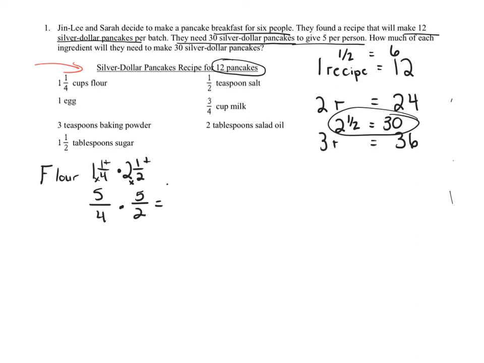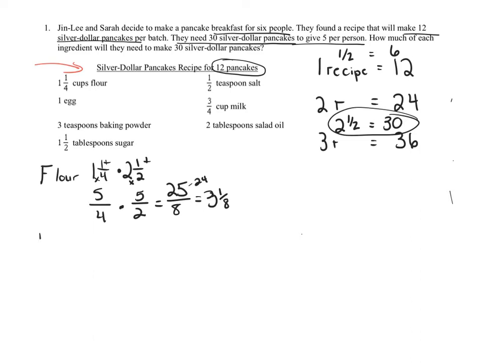And if we multiply that straight across, we get 25/8. But that is improper, so we simplify it. 8 goes into 25 3 times, with 1/8 left over, because 8 times 3 is 24, and you subtract the 24 from the 25. So for flour, it's 3 1/8.